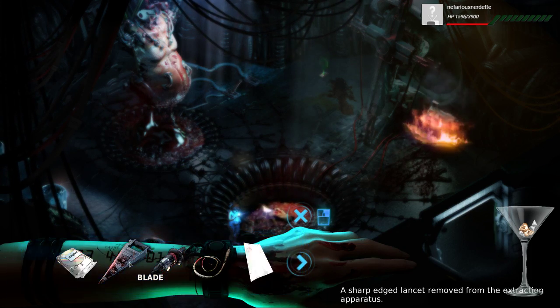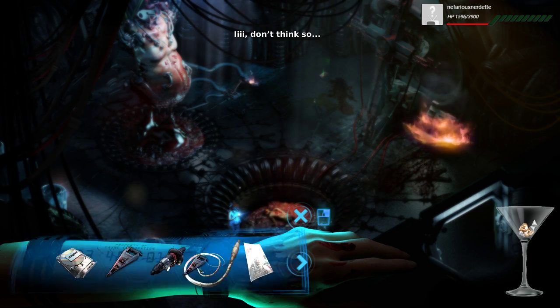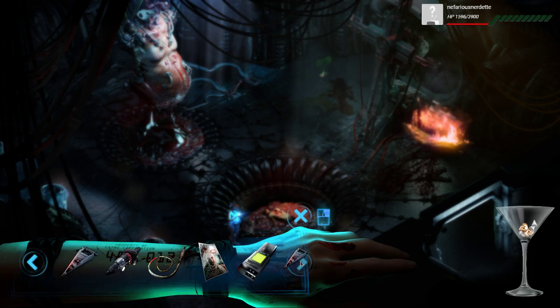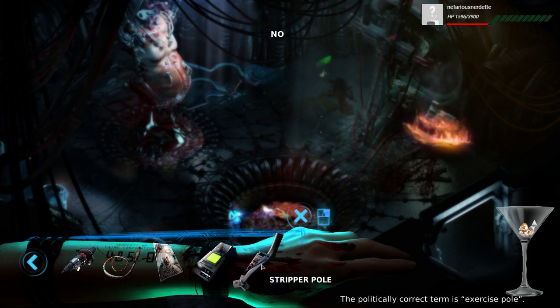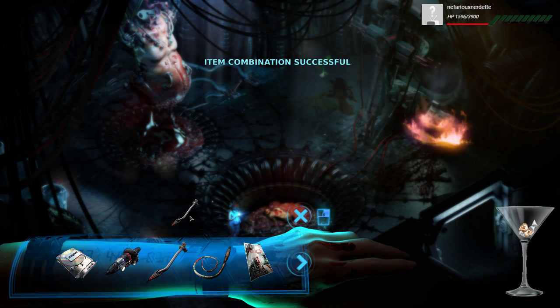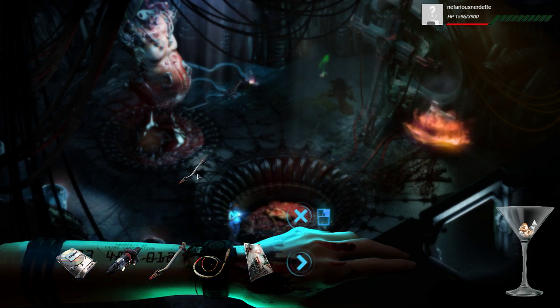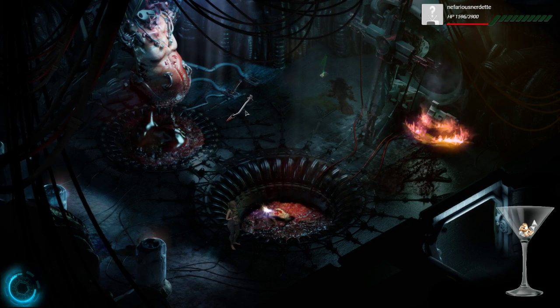I don't think so. No. Oh. Oh, there we go. Okay, now it's a lever, right?